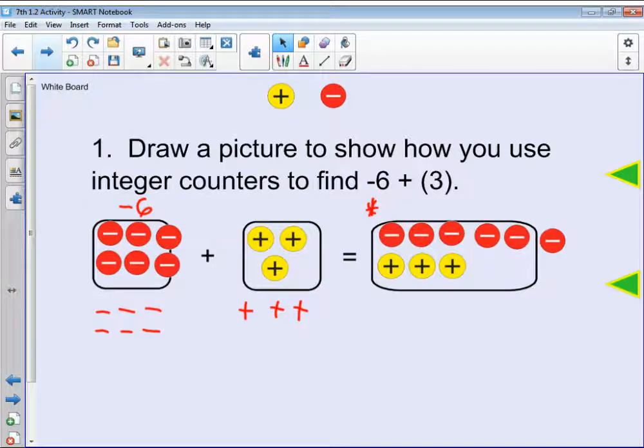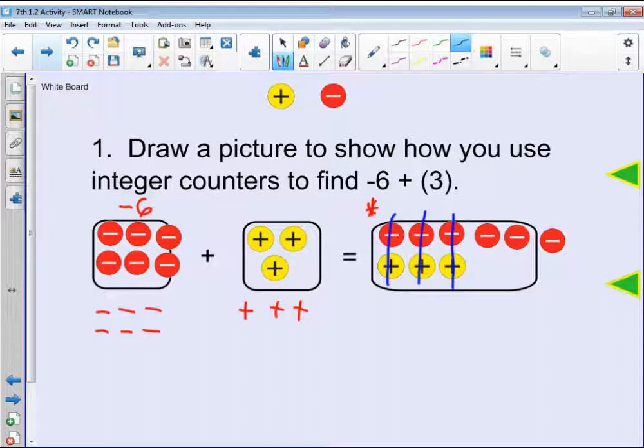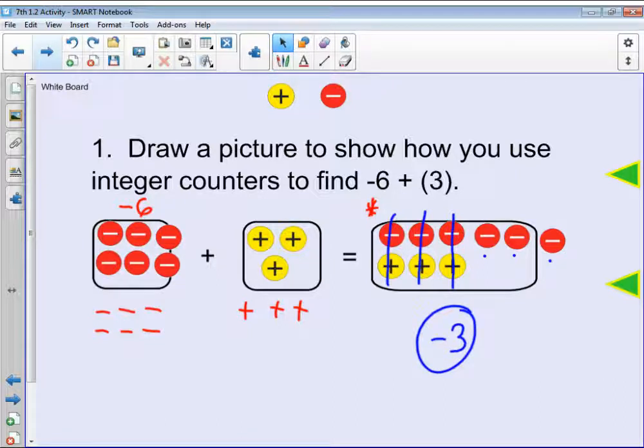Because these are opposites, these 3 cancel each other out. Whatever's left over is going to be our answer to this problem. So because I have 1, 2, 3 negative signs, my final answer to this problem is -3. Okay, that just gives you a visual of being able to solve integers using counters. So we're going to go ahead and practice another one.